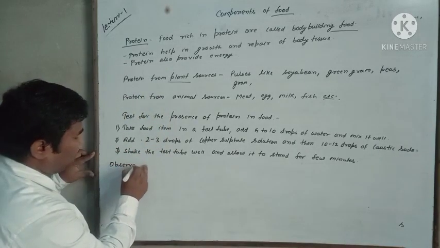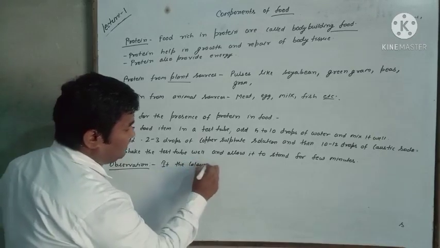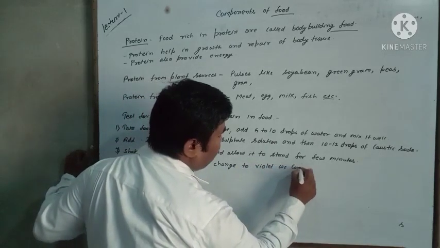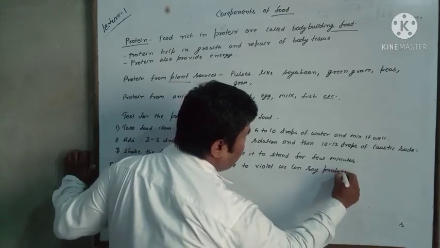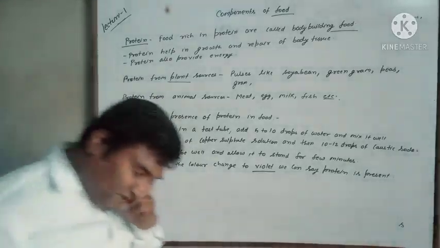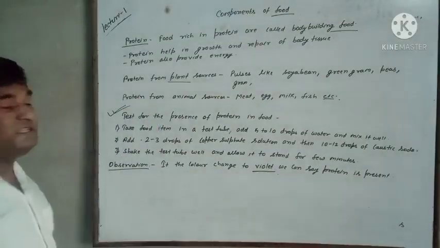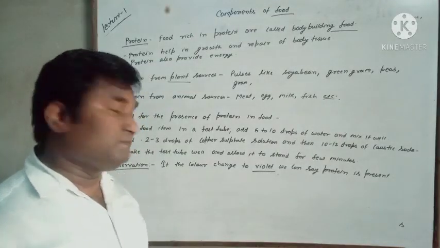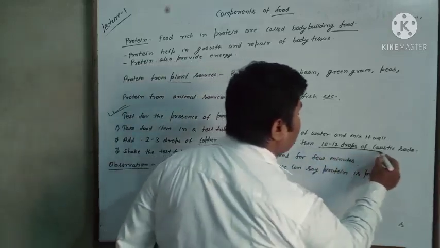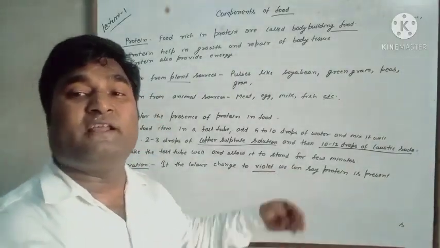Observation means what we will see. If the color changes to violet, we can say protein is present. So if violet color appears, we can say protein is present. So this is the test for the presence of protein in a food item. Those food items that give violet color when we add 2 to 3 drops of copper sulfate solution and 10 to 12 drops of caustic soda solution, we can say that food item contains protein.